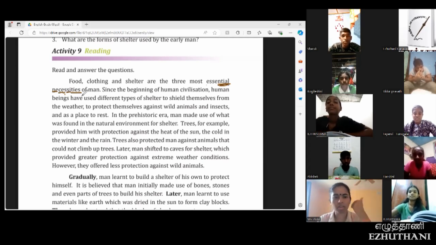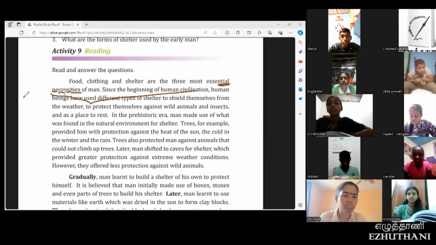Once more, please. Yes, teacher. Food, clothing, and shelter are the three most essential necessities. Essential necessities of man. Okay, teacher. Awesome. Okay.